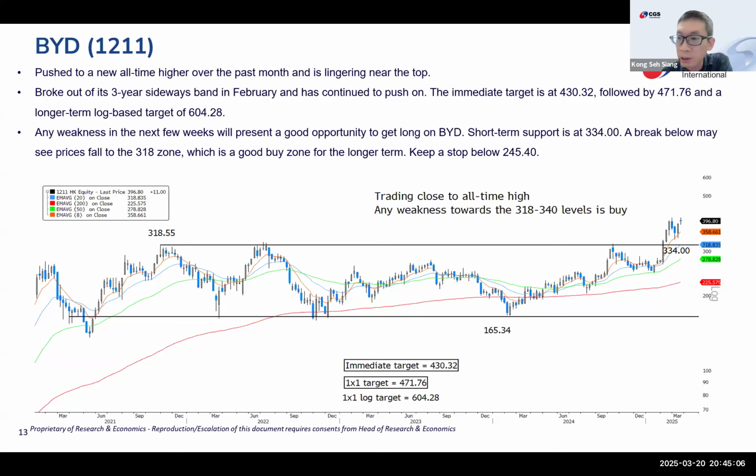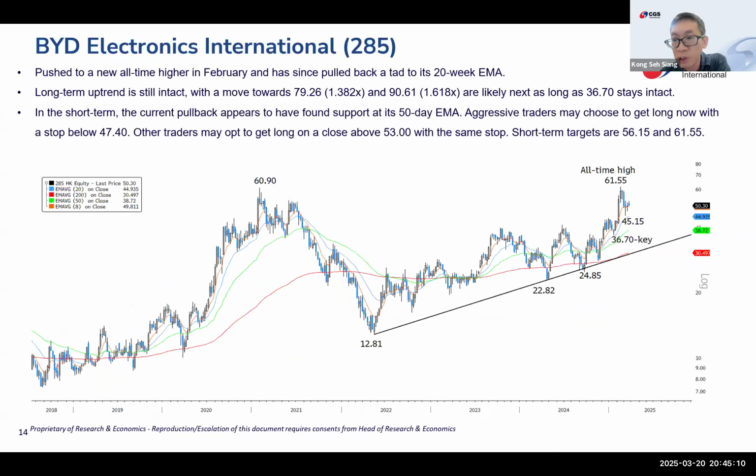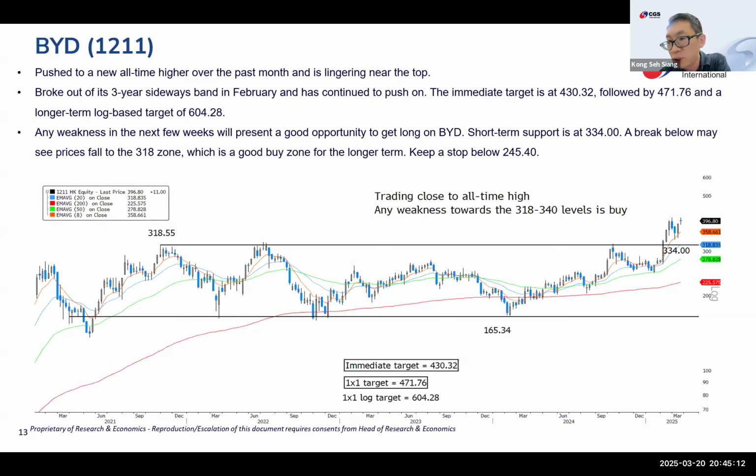Here, the key level to watch, if you're looking at a very short-term trade, is that the stock should stay marginally above 334. But if you're holding for a slightly longer term, I think any drop to about the 318 zone, which is the previous sideways trading band, would also provide a nice entry. The longer-term stop would be below 245.40.